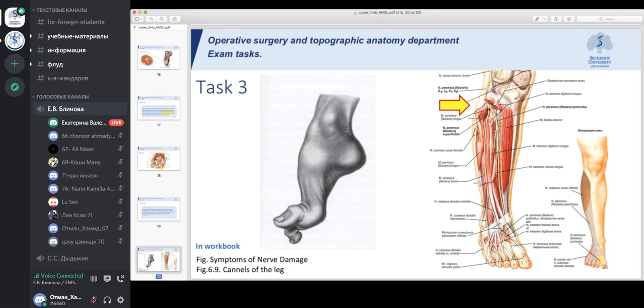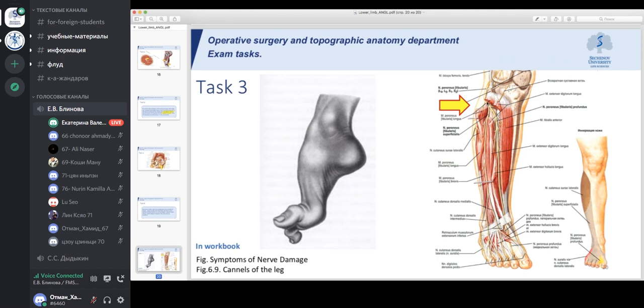crosses the head of the fibula, and after that divides into the external peroneal nerve and internal peroneal nerve, or superficial and deep peroneal nerve. The superficial peroneal nerve supplies the muscles of the lateral compartment. The deep peroneal nerve supplies the muscles of the anterior compartment.